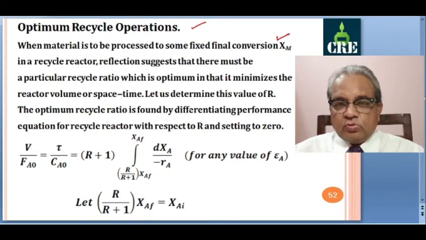Optimum recycle ratio you can find by differentiating the performance equation in terms of tau or in terms of V for a recycle reactor with respect to R, and setting that differential equal to 0. So V by Fa0 is equal to tau by Ca0, and that is equal to R plus 1 into the integral from R by R plus 1 XAF to XAF dxa by minus Ra, and this is valid for any value of epsilon. Now this lower limit R by R plus 1 into XAF we will define as XAI.